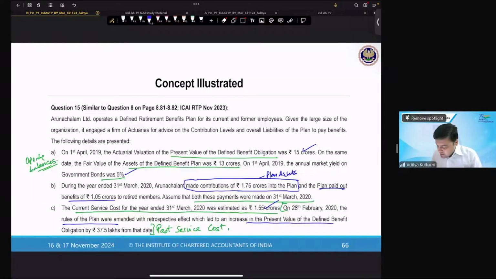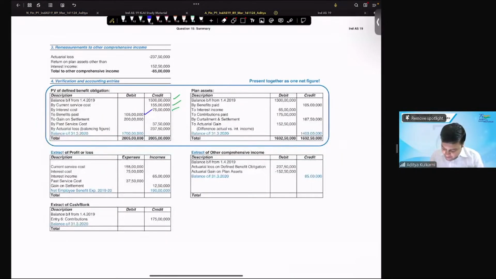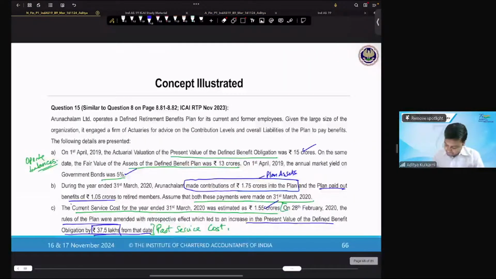Jeannie, are you able to follow? Yes, sir. So this will hit the P&L and increase the obligation. So if you look at the presentation, past service cost 37 lakh 50,000. Any doubt so far? No doubts. Okay. So then let us proceed further.